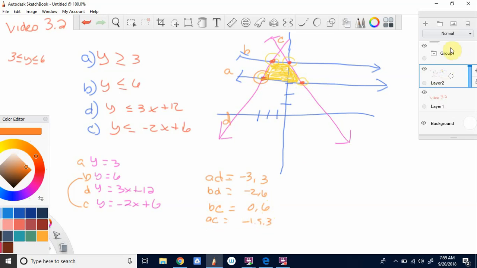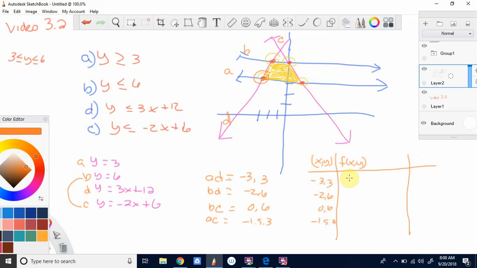So the next thing you want to do is make a table. So you're going to do x, y, and then f of x, y, which is your objective function, and then you're going to get some value over here in the table. So you put these here: 3, 3, negative 2, 6, 0, 6, negative 1.5, 3.